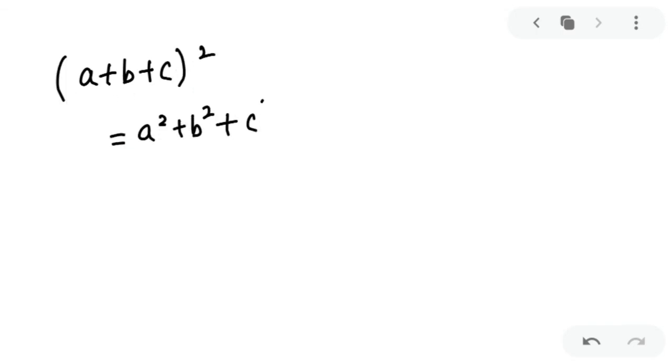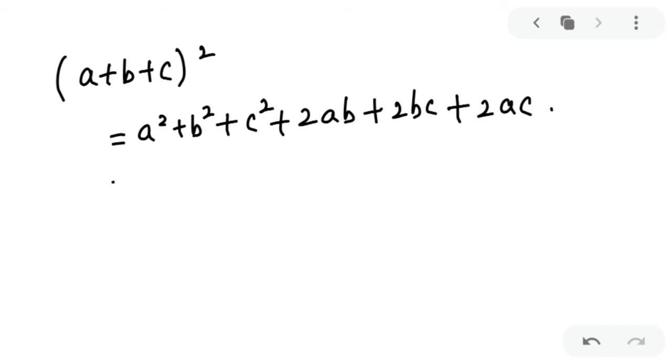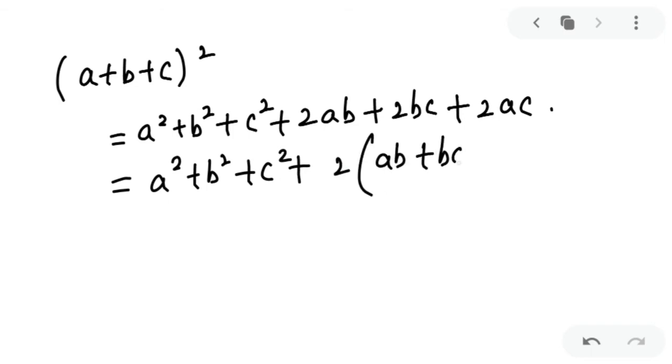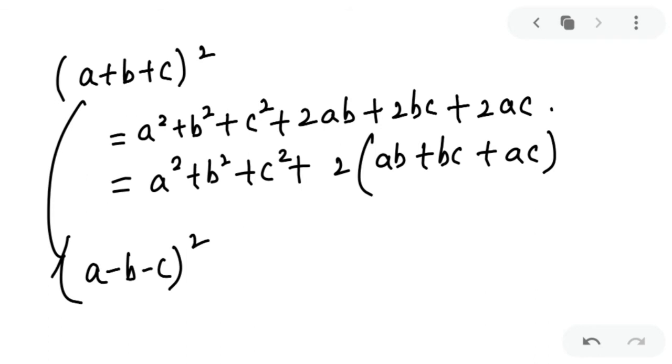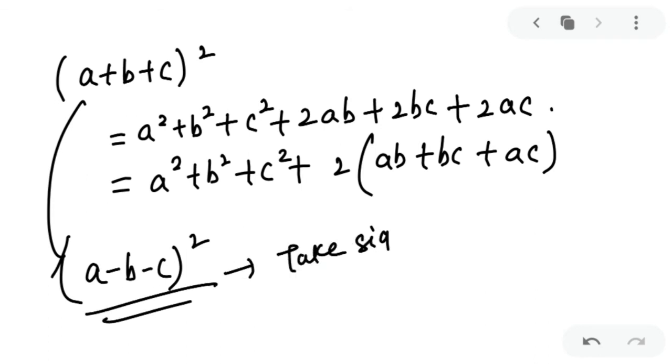My dear kids, let's take the square of 3 terms like this. It will be a^2 + b^2 + c^2 + 2ab + 2bc + 2ac. If you want, you can write it as a^2 + b^2 + c^2 + 2(ab + bc + ac). When you use the same for (a - b - c)^2, don't forget to take the sign. Always take the sign of the digits.